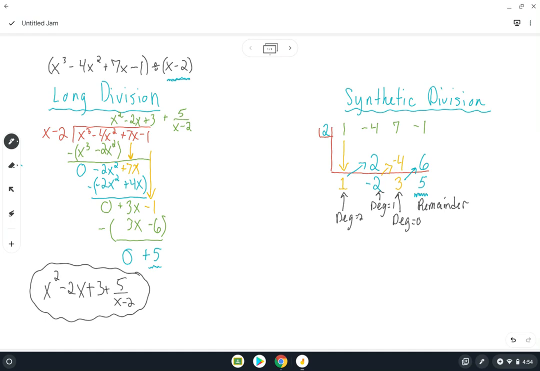All right, so it's one way to consider it, or as we did earlier on, you always want to consider what your resulting polynomial is going to be, degree-wise. So we have the coefficient of x squared is 1. The coefficient of x to the first power is negative 2. The constant is 3. And the remainder is 5. And we get the same exact answer using both methods.